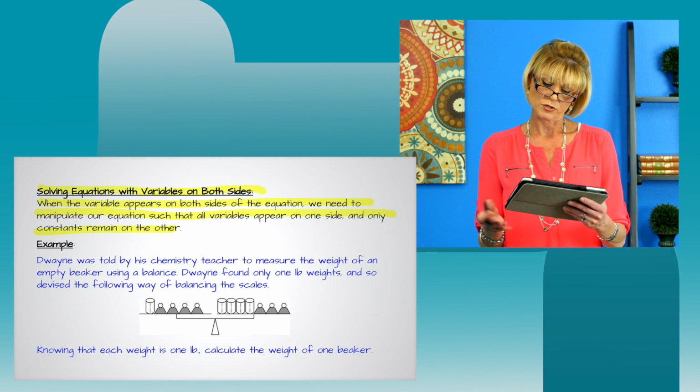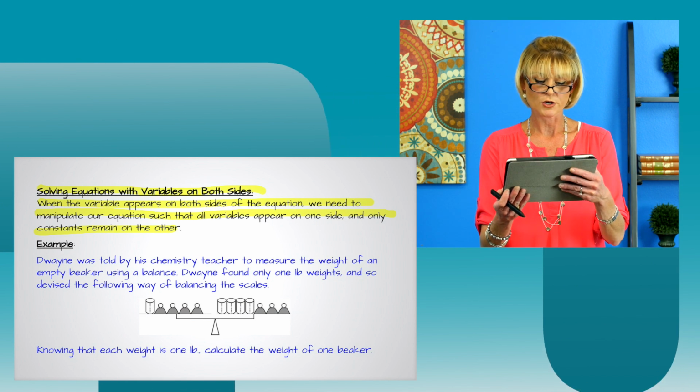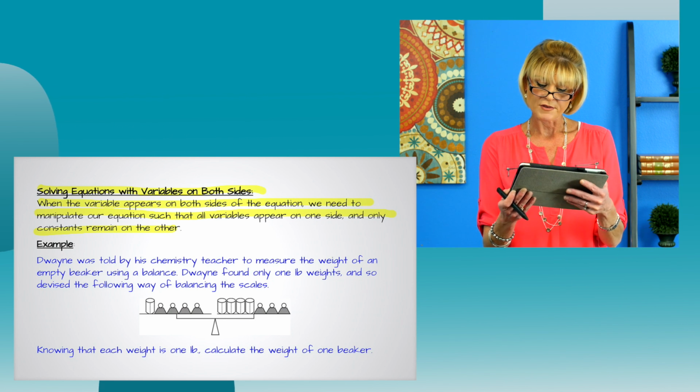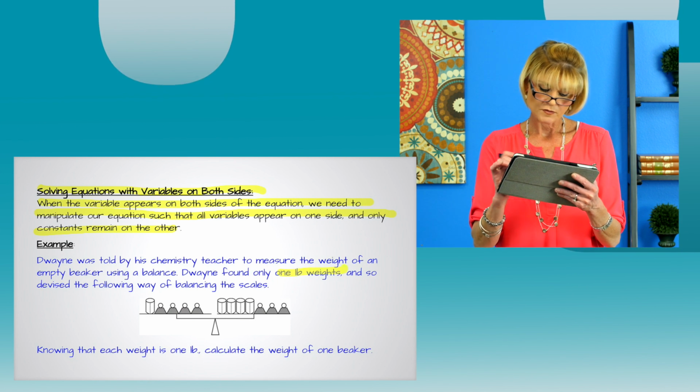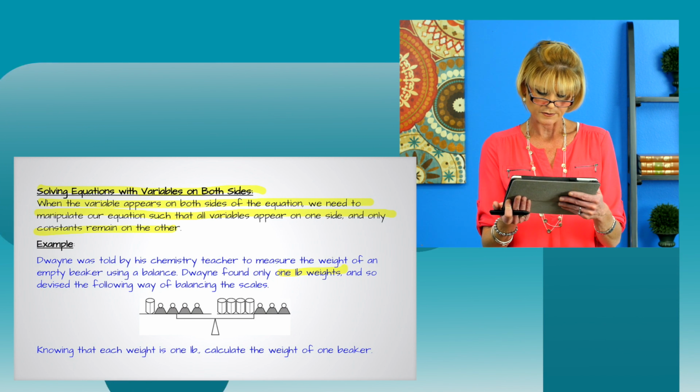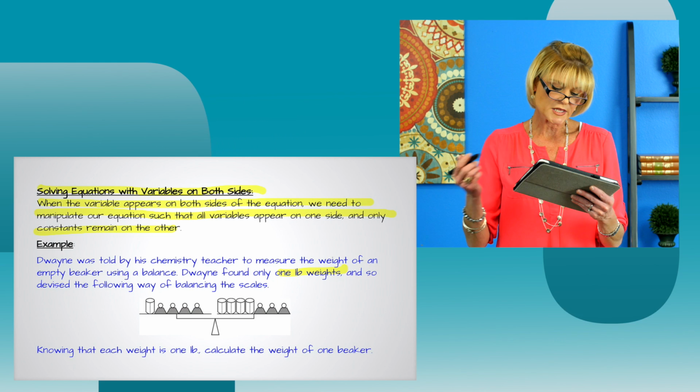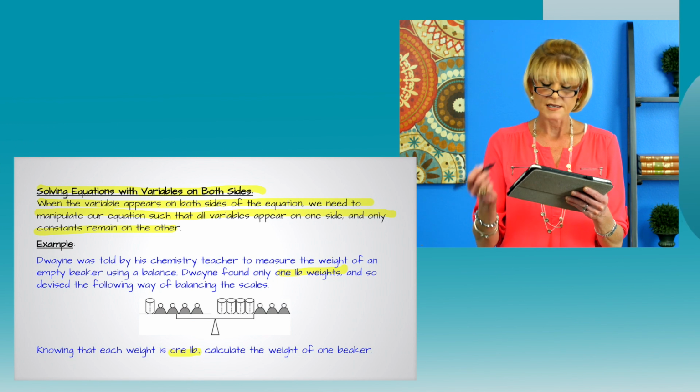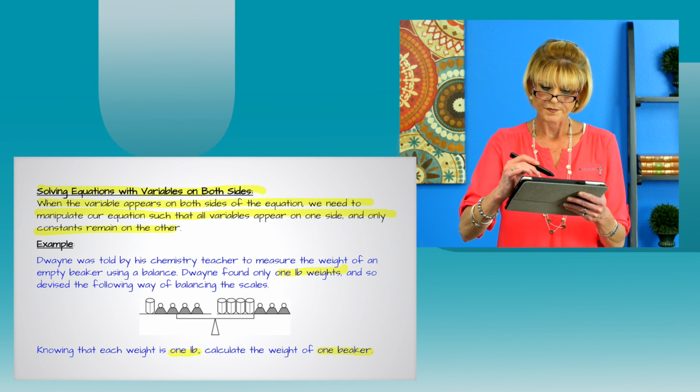Dwayne was told by his chemistry teacher to measure the weight of an empty beaker using a balance. Dwayne found only 1 pound weights, and so he devised the following way of balancing the scales. And you can see there the weights and the beakers. Knowing that each weight is 1 pound, calculate the weight of one beaker.